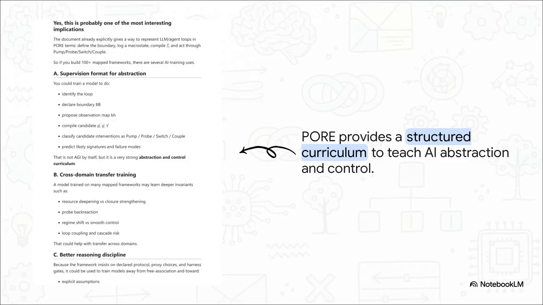Now, this brings us to what might be the most mind-blowing application: teaching AIs how to think. The details here are pretty intense, but the big idea is this. PORE gives us a structured curriculum for AI. Instead of just throwing raw data at a model and hoping for the best, we can teach it to see the world in terms of stock, lock-in, and rhythm. This could give it a genuine, abstract understanding of how things work, letting it make way better predictions and decisions.